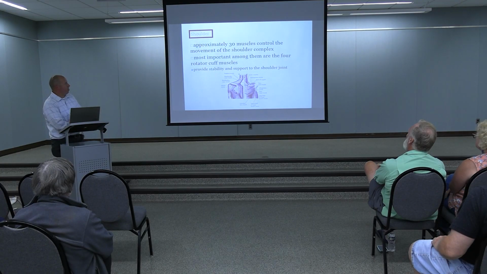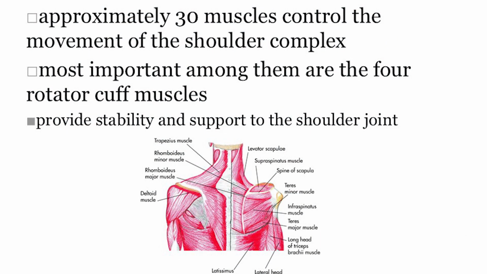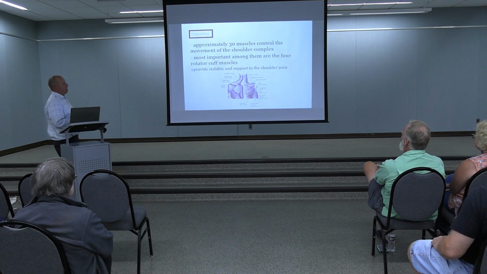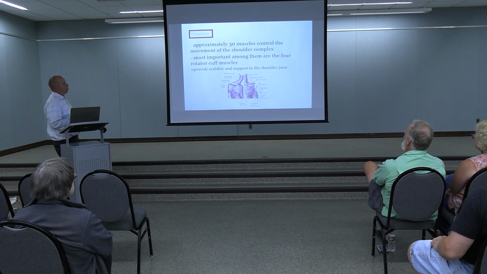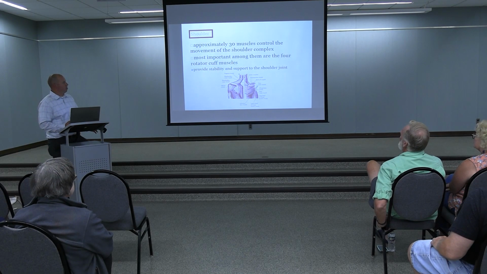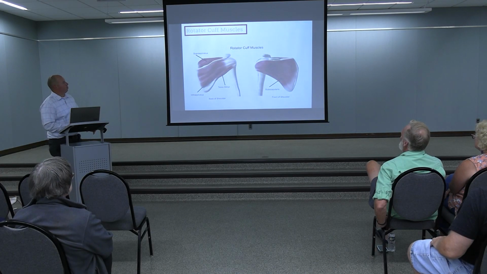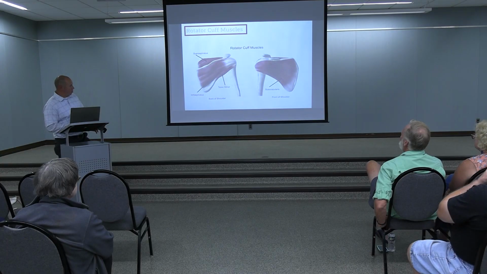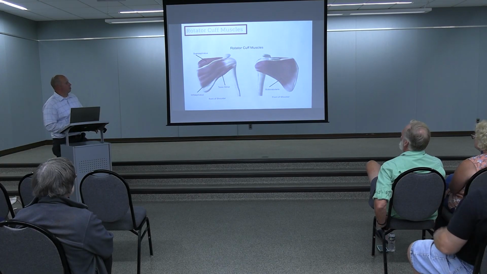There are approximately 30 muscles that make up the shoulder complex, with the most important being your rotator cuff. A lot of pain can originate from the rotator cuff, but that rotator cuff provides stability and support of that joint. So when people are talking about the rotator cuff, basically it's 4 muscles.